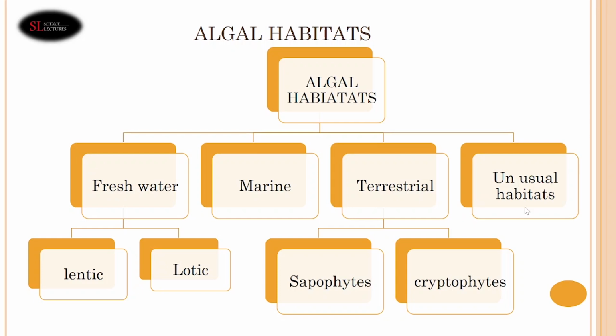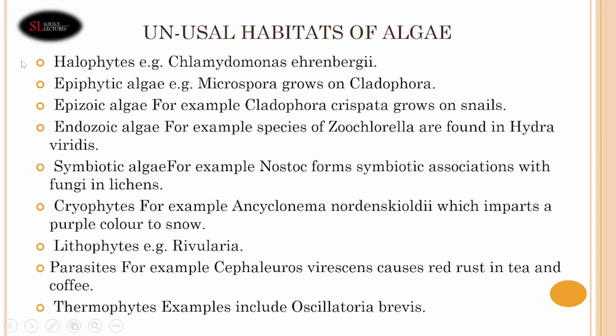Then we have algae that occupy unusual habitats. Some examples of those are halophytes. These are algae that occur in areas with high salt concentration. The best example here in Uganda is Lake Katwe, which is extremely salty, but there is algae that survives within that lake, for example, the Chlamydomonas ehrenbergii.